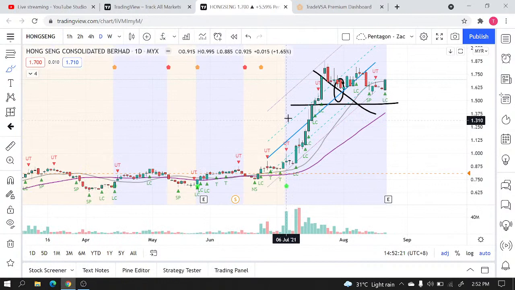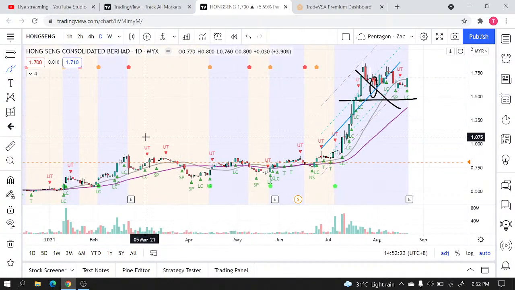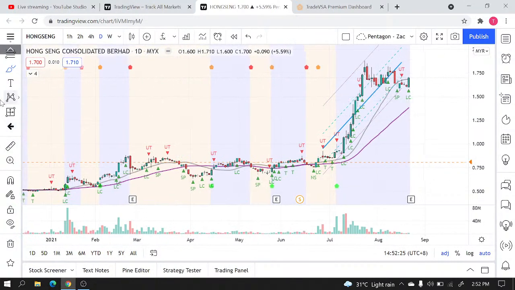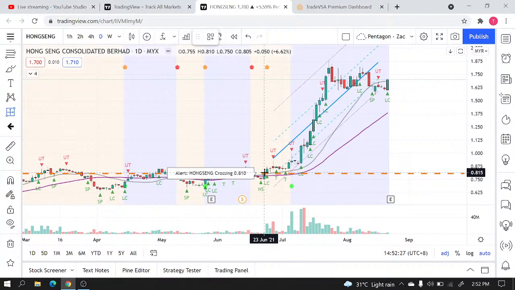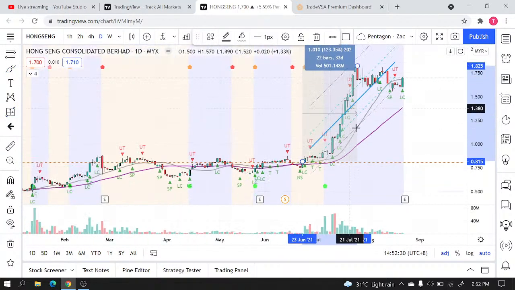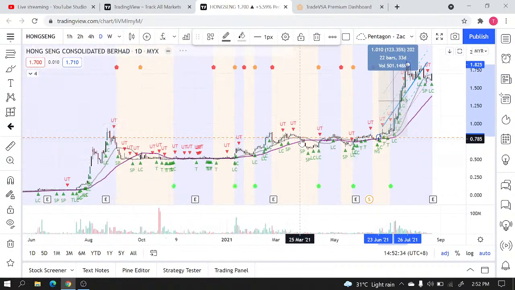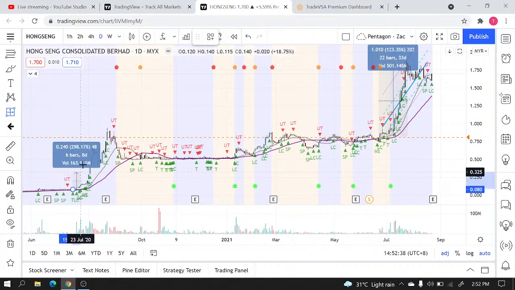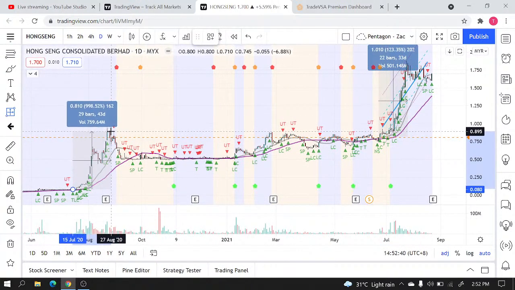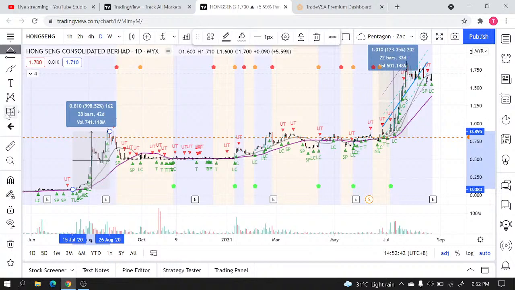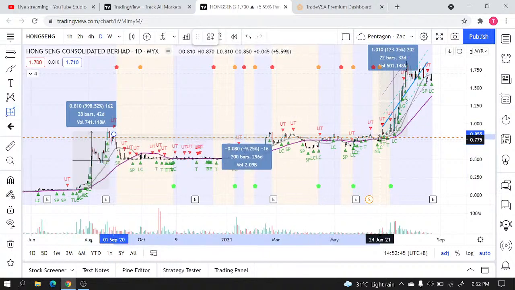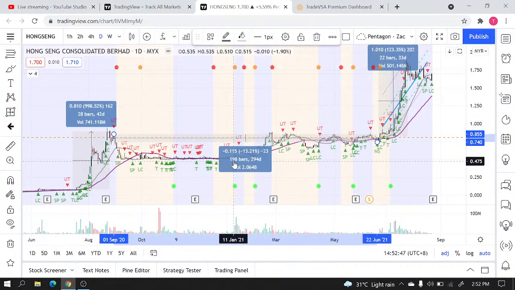Hong Seng, but Hong Seng already broke up for some time. Let's see from accumulation to here. 123%. So usually after a breakup for 100%, okay, let's see, from here to here, wow, this is 1000%. No wonder the accumulation took almost a year, 294 days, for them to break another round.